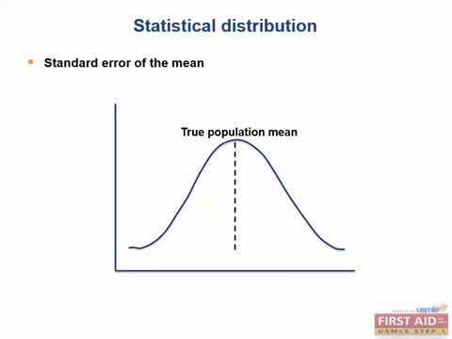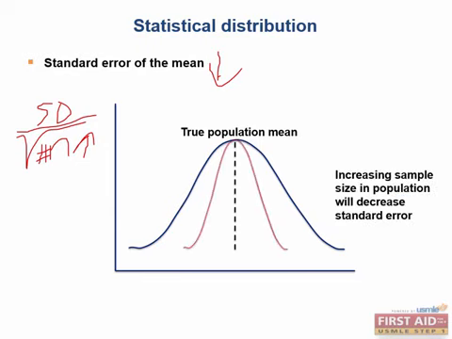Recall that standard error of the mean is the standard deviation divided by the square root of the sample size. Therefore, as sample size increases, standard error of the mean decreases. Does this make sense? It should, because this tells us that as the sample gets larger, the sample means become better estimates of the true population mean.